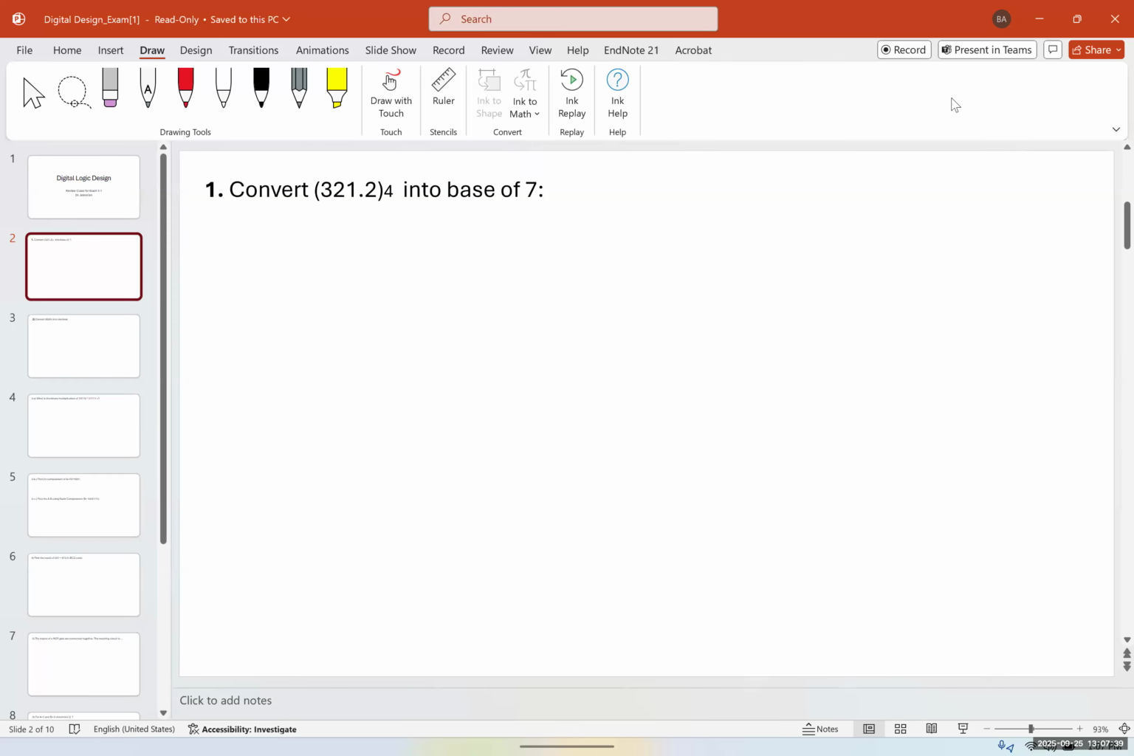To do that, we would write it like this. It's going to be 3 times 4 to the power of 2 plus 2 times 4 to the power of 1 plus 1 times 4 to the power of 0. This is the integer part. So this is going to be equal to 3 times 16, which is 48, plus 2 times 4, which is 8, plus 1 times 1, which is 1.